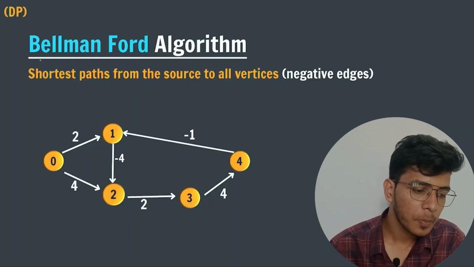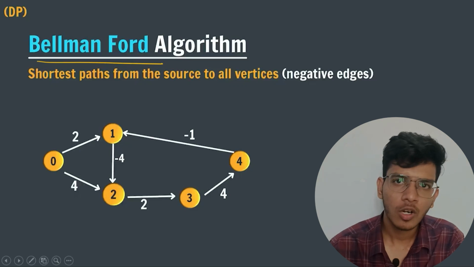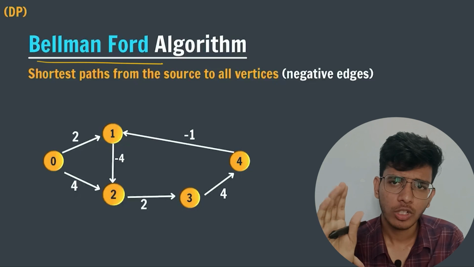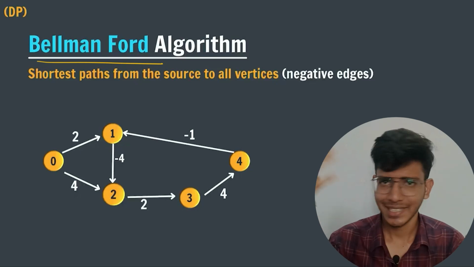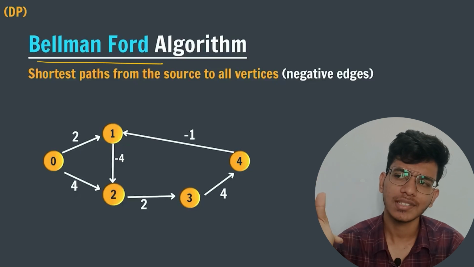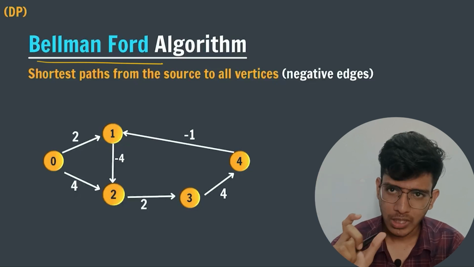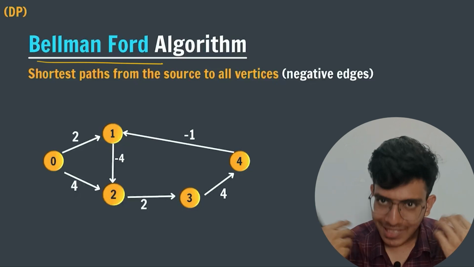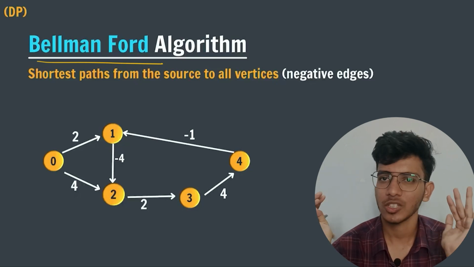Now talking about the Bellman-Ford algorithm, it is also used for the same purpose. The purpose of Bellman-Ford is that there is a source node and there are other nodes. You need to calculate from the source node to all the corresponding vertices what the shortest path is. What can be the shortest path among n paths? Which one is shortest? This is the work of Bellman-Ford and Dijkstra's algorithm.